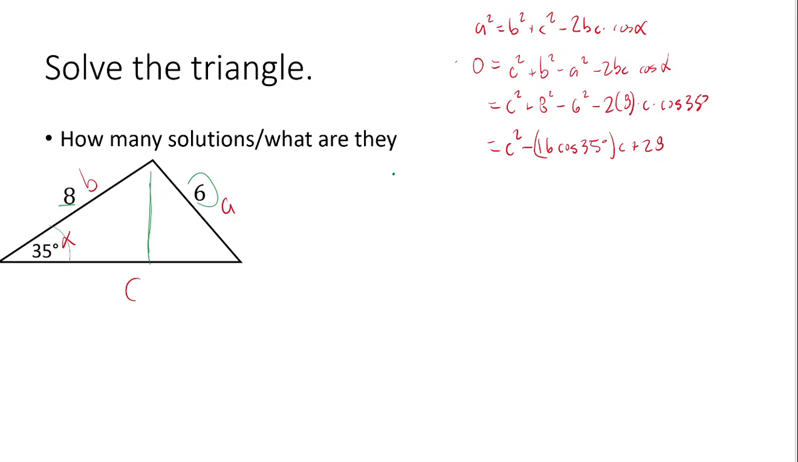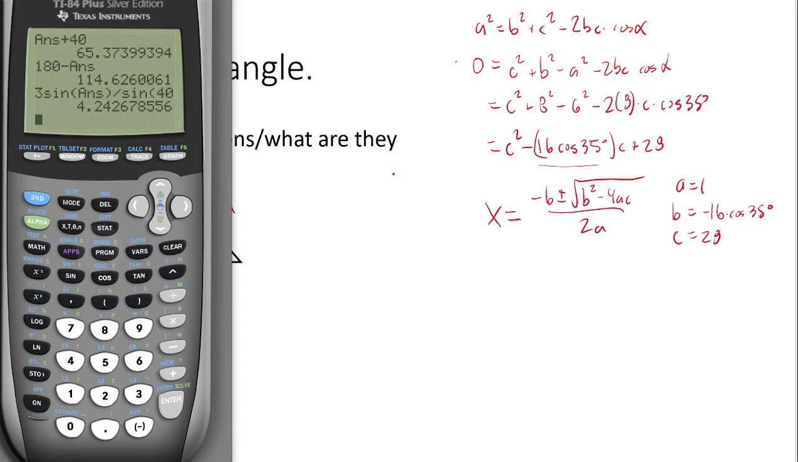All right, so what do we do? Well, plug this into the quadratic formula. Literally, we're going to plug this into the quadratic formula, which is x equals negative b plus or minus the square root of b squared minus 4ac, all over 2a. Now, it's confusing here because c isn't c, it's just that we're pretending it's x. So a would be 1 in this situation. B would be negative 16 times the cosine of 35 degrees, and c would be 28. So we're going to plug these values into the quadratic formula and see what comes out. I don't think I have the quadratic formula in here, so we're just going to type it in.